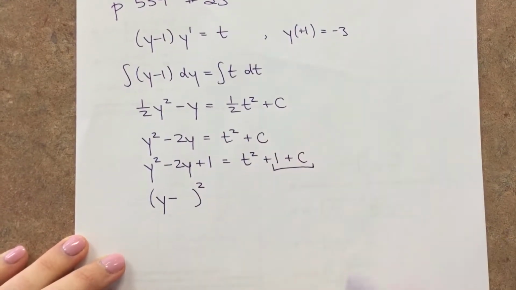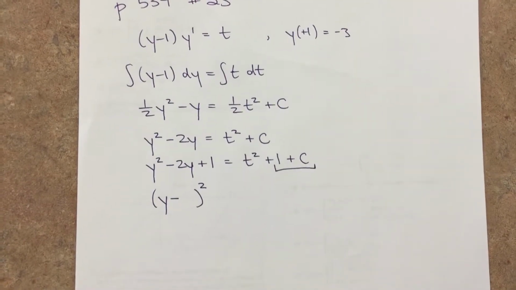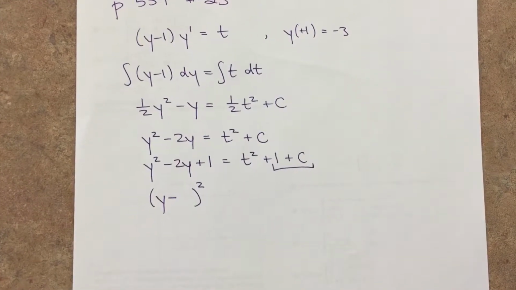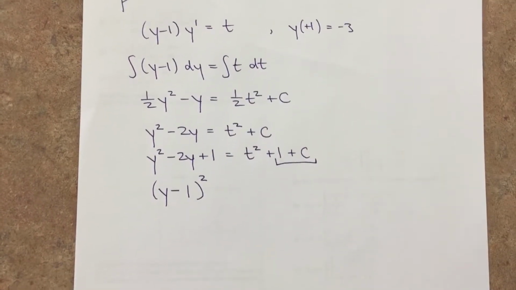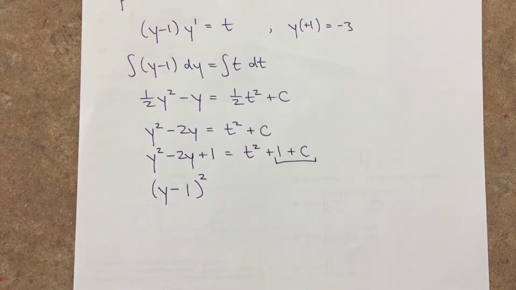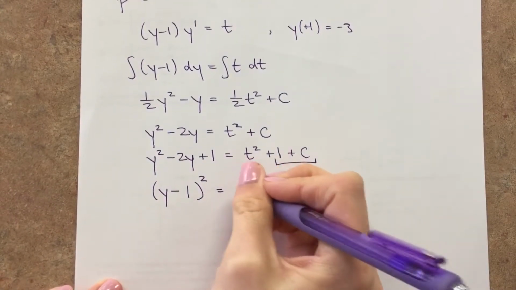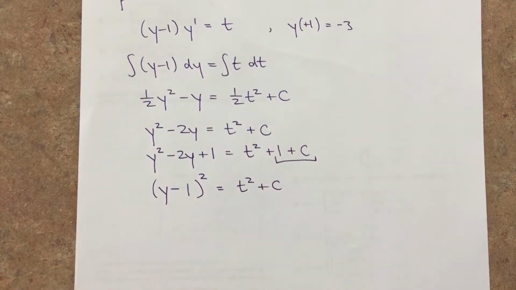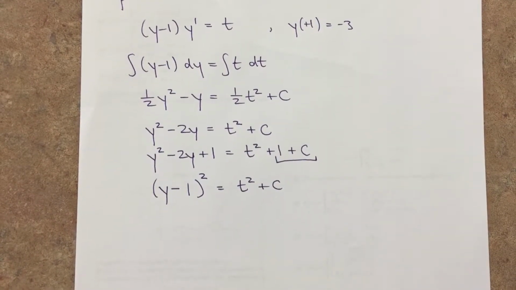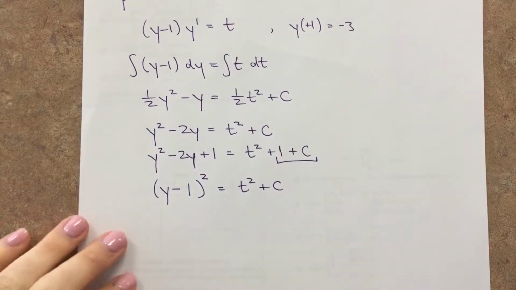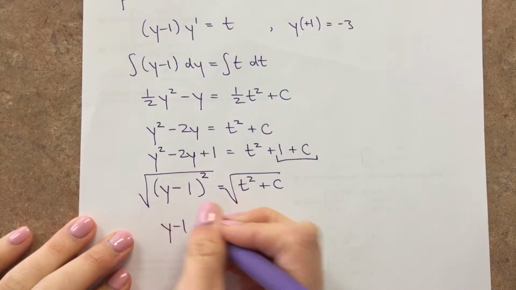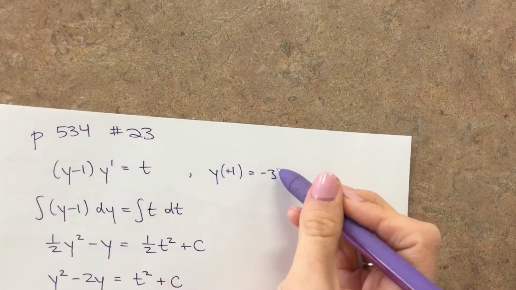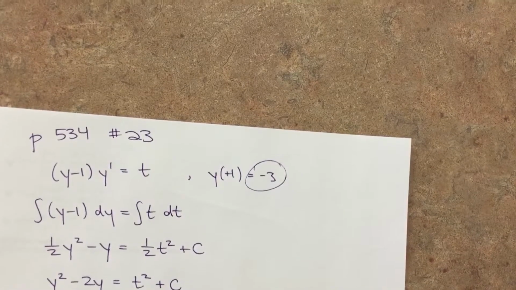This is going to become kind of a weird thing too, because 1 plus c is still just an arbitrary constant on the right-hand side. And then this is now just y minus 1 squared. So now the y is effectively just in one place, and we'll be able to solve for it. On the right-hand side, I'm just going to put t squared plus c, because 1 plus c is still just an arbitrary constant. So then we are going to take the square root of both sides to get the y by itself. Remember when you do that to put a plus or minus, and you can actually see up here that the y value is negative. So they're going to end up using the negative value, but we'll get there once we do the initial condition.